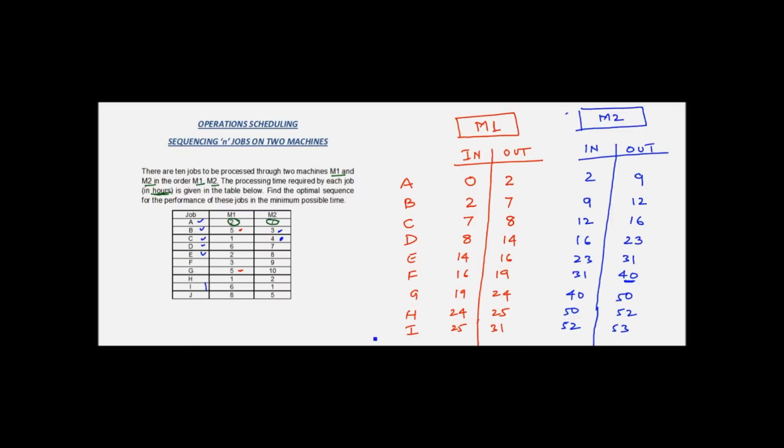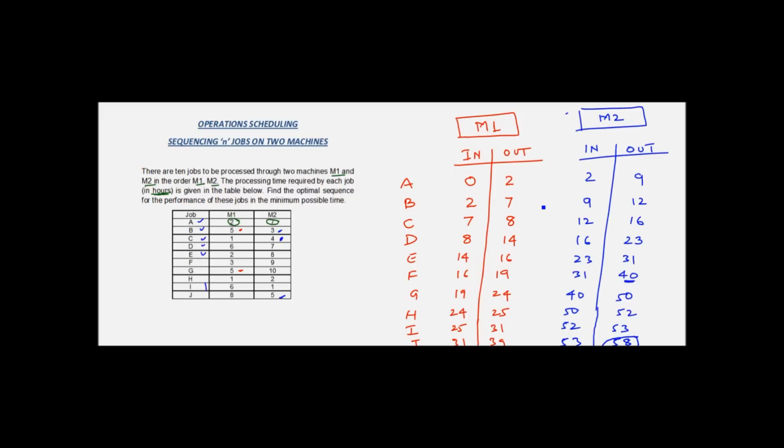Next will be J. So let's process J. Now J can go into M1 at the 31st hour, and it will take 8 hours. So 31 plus 8 is 39, and J can go into M2 after 53 hours, and it will take 5 hours to be processed there. So 53 plus 5 is 58. So at the 58th hour, all the jobs will be processed on both M1 and M2.